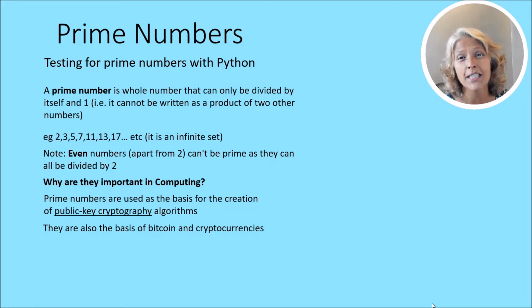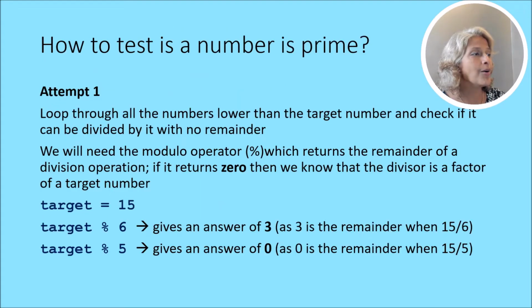Why are they important in computing? Well, all of the cryptography that we tend to use day to day is using public and private key cryptography, which are all based on massive prime numbers. So that's one reason they're important in computing. Also, Bitcoin and cryptocurrencies are all using prime numbers as well. However, we're going to start slow and look at how we can test if a number is actually prime using Python.